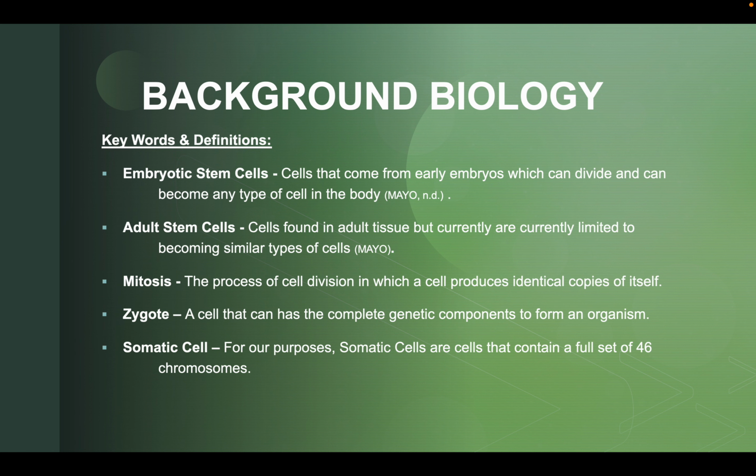A zygote is a cell that has the complete genetic components to form an organism. And then a somatic cell, for our purposes, somatic cells are cells that contain a full set of 46 chromosomes.